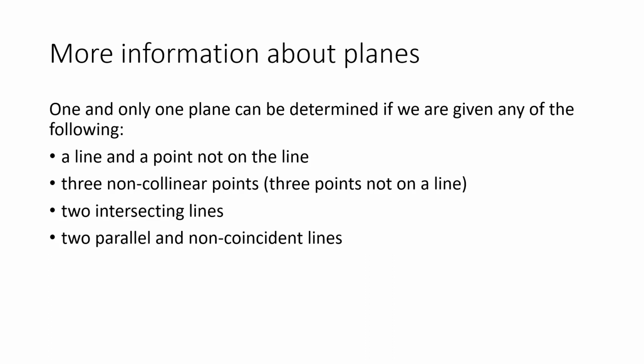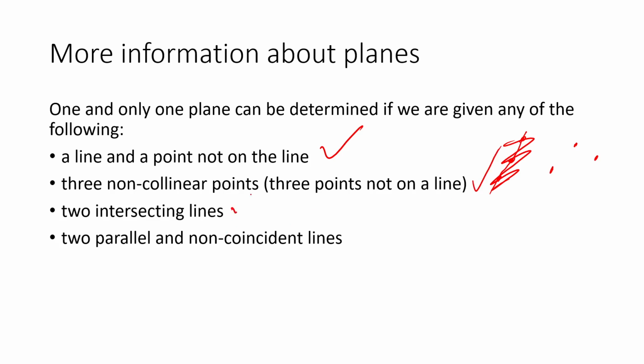Now, more information here about planes. One and only one plane can be determined in any of the following four situations. We're given a line and a point not on the line, all of which are on the plane. We're given three non-collinear points that are all on the plane. What that means is if we're given 3 points that lie in a line like this, that won't be good enough. There has to be non-collinearity to those 3 points. But if that happens, there's enough information there for us to determine the vector equation of a plane.